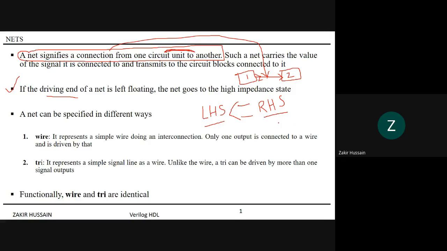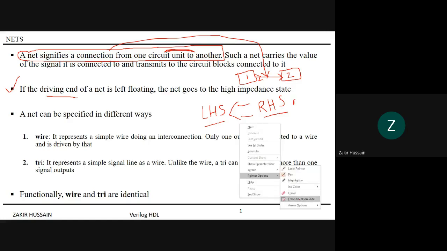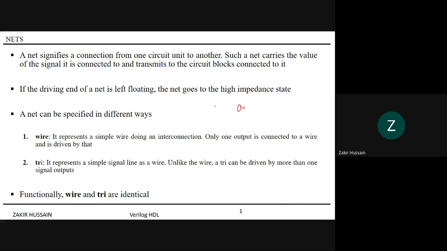If something is not connected, suppose this is A. Let me clear all this. So A, you have 2 bits, 1 colon 0, 2 bits. It is a vector type. The size of the vector is 2 bits here. And you have another, suppose that is B. This is also a vector type. Now the driving end and the driven. So this LHS is driven by the driving.